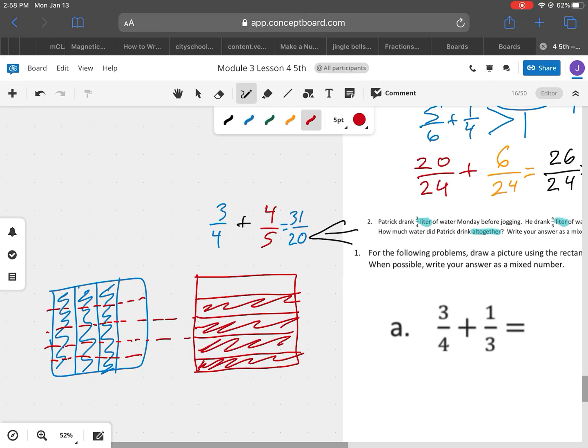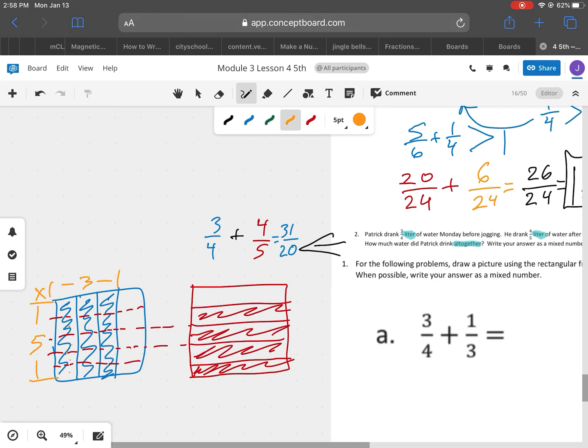So now we have 3 here. And we have 1, 2, 3, 4, 5 here. So 3 times 5 is 15. So we have 15 out of 20.